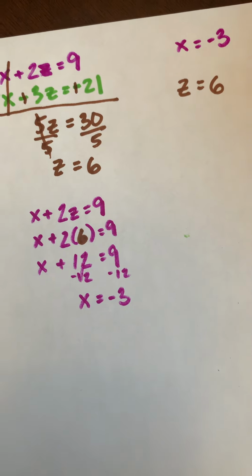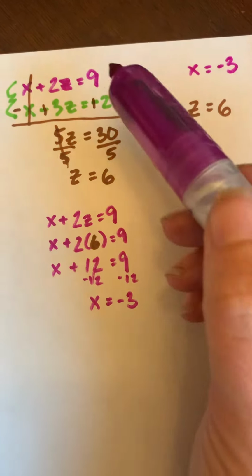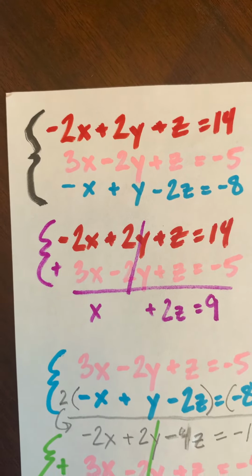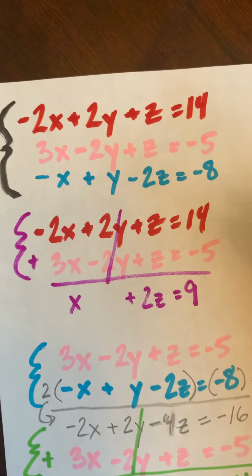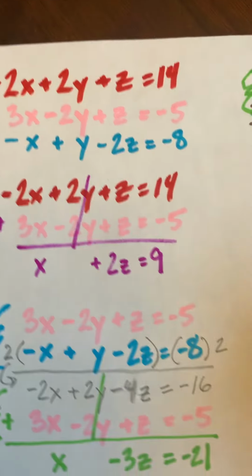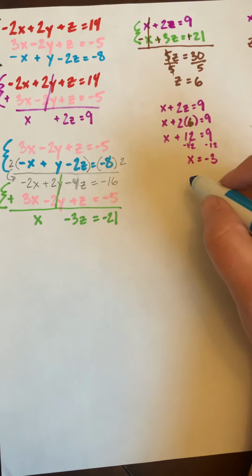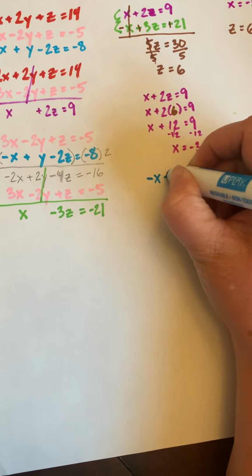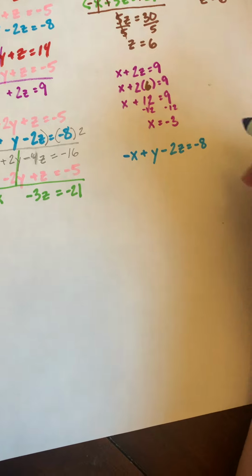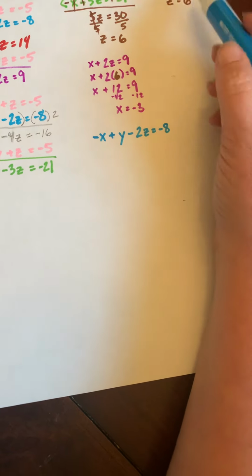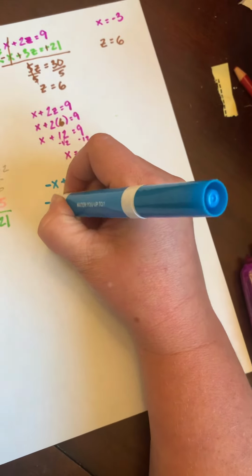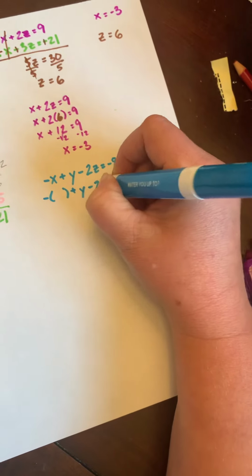Now all that's left is to figure out what y is. These two equations don't have a y, so I have to go back to one of my original 3 and solve for y there. I like the blue one best personally because the coefficient of y is 1. So that tends to make it a little simpler. My equation is negative x plus y minus 2z equals negative 8. And I know what x and what z are. So I'm going to substitute x and z.